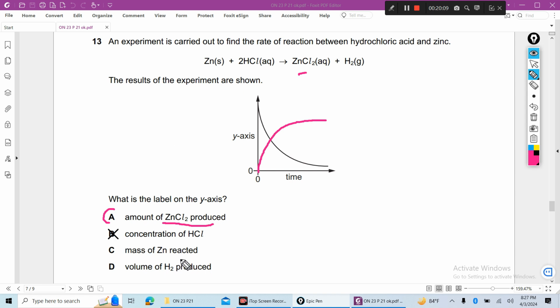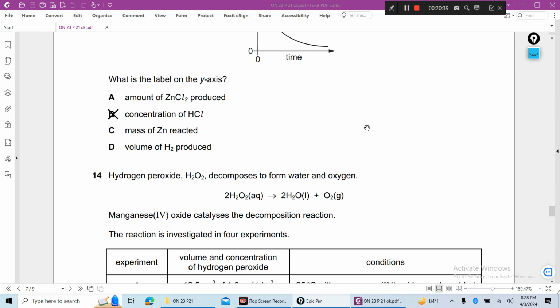Mass of zinc reacted. So zinc is in excess, so mass of zinc reacted, then volume of hydrogen produced. So the y-axis is the concentration. Over time, the concentration of acid decreases.